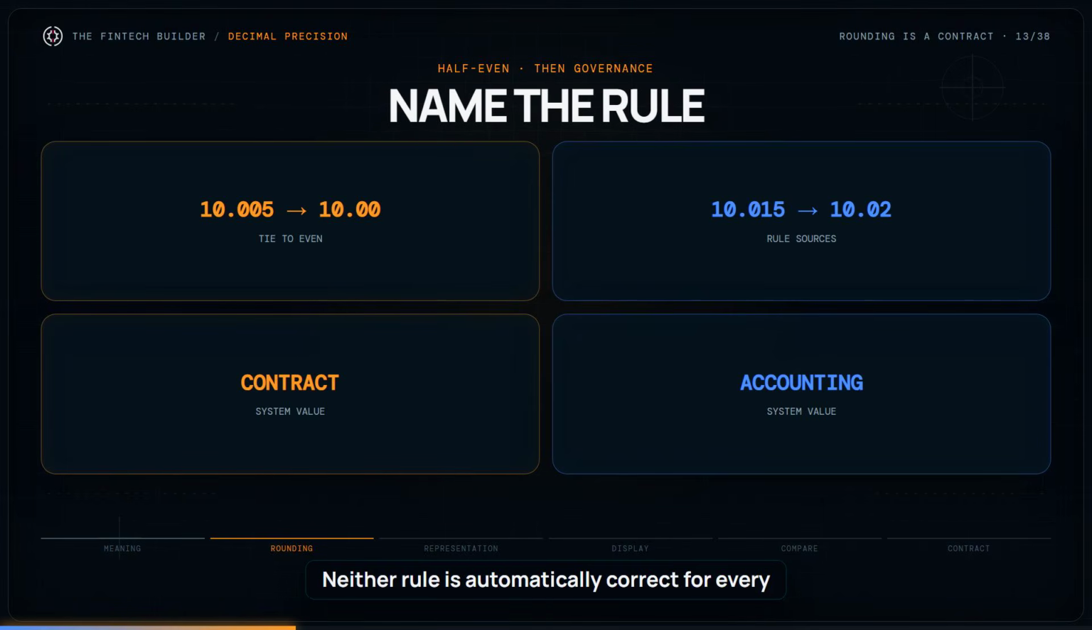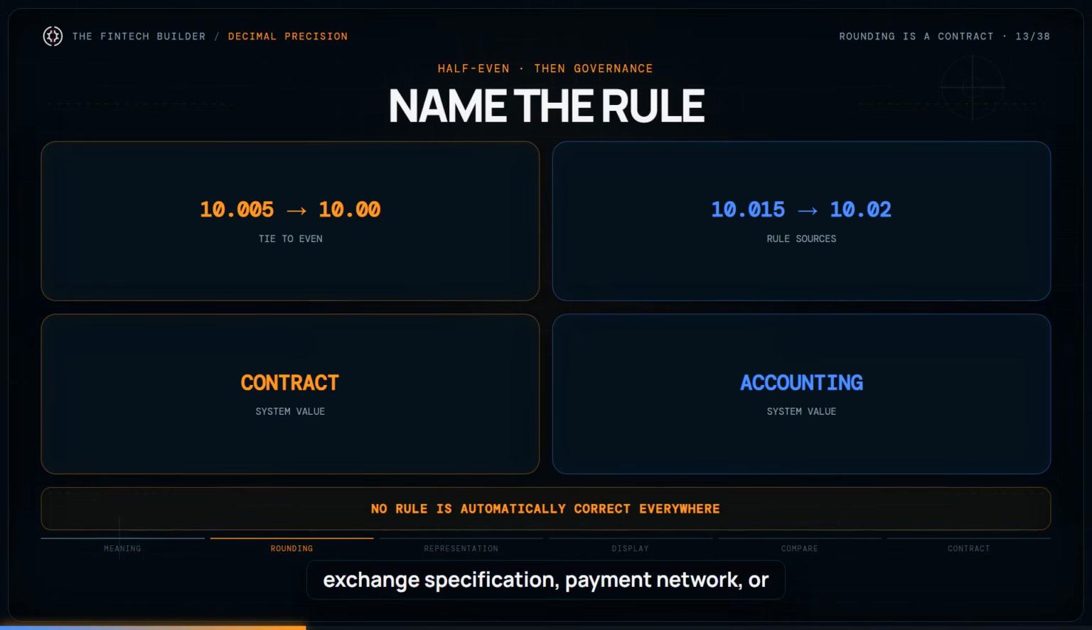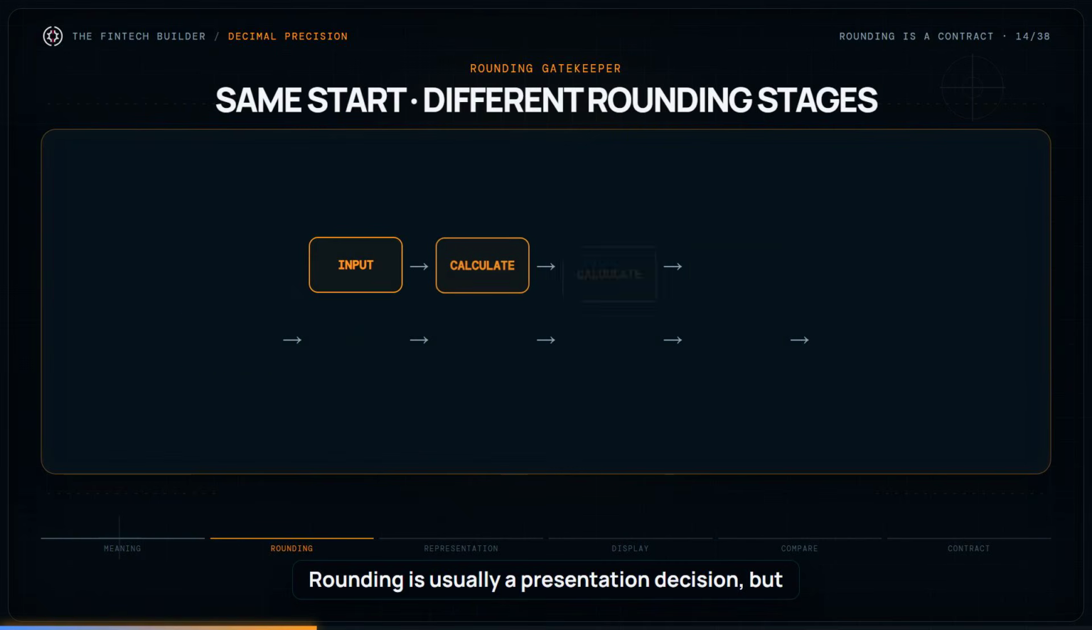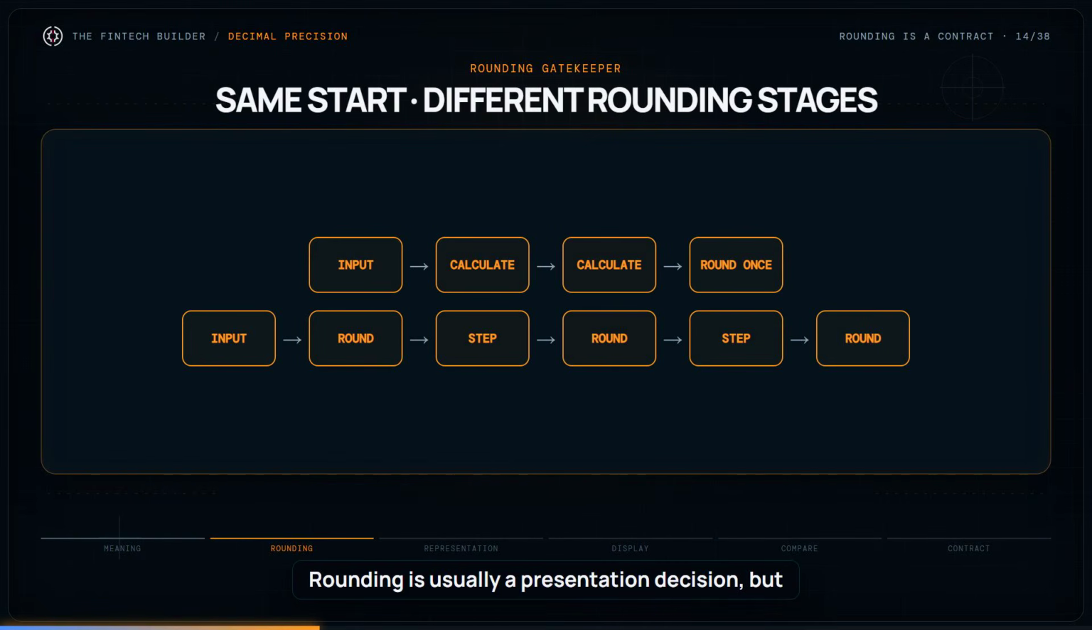Neither rule is automatically correct for every financial system. The required rule may come from a contract, accounting policy, tax rule, exchange specification, payment network, or software standard. The important point is to name the rule instead of assuming everyone uses the same one. Rounding is usually a presentation decision, but sometimes it is part of the calculation contract.